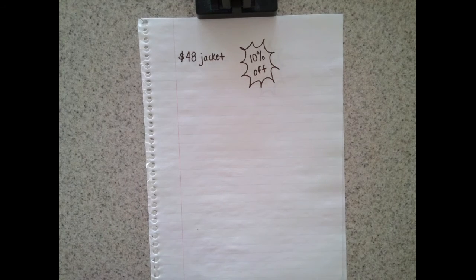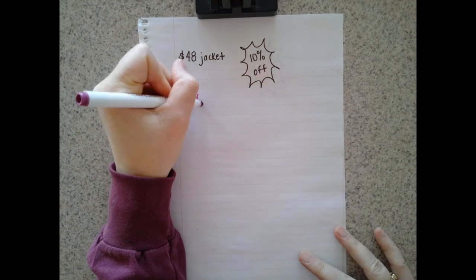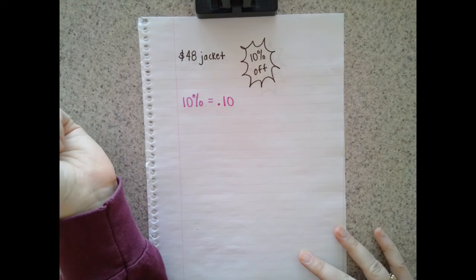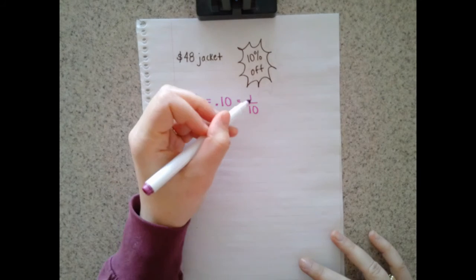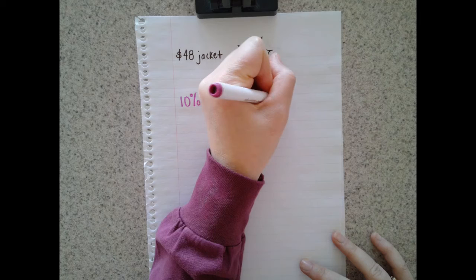10% off. It's one of the easiest discounts to work with. Okay, you're shopping and you see a $48 jacket and notice that it's marked 10% off. Well, how much money does that take off? What's the sale price? 10%, I could write that as 0.10, converting it to a decimal point. And 0.10 is the same thing as 1/10, written as a fraction. Basically, 10% is the same thing as dividing by 10.